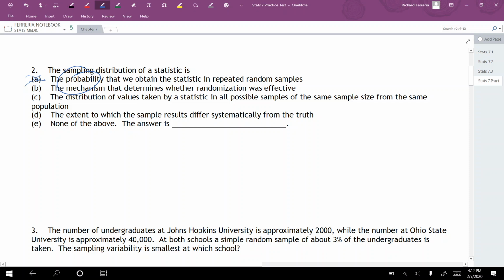The mechanism that determines whether randomization was effective, again, this sounds really good, but it is not correct because we don't use a sampling distribution to tell whether or not randomization was effective. So that's not true. The distribution of values taken on by a statistic in all possible samples of the same sample size and from the same population. So this is actually the correct answer.